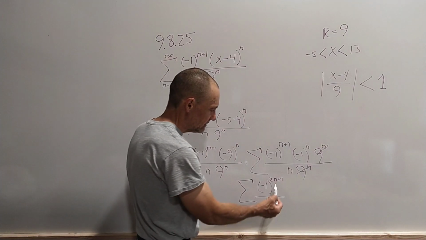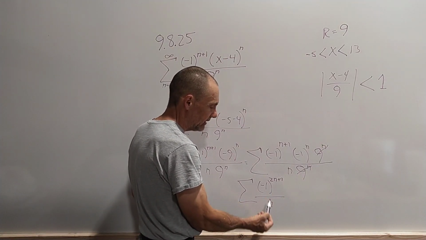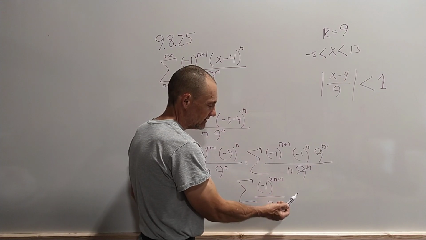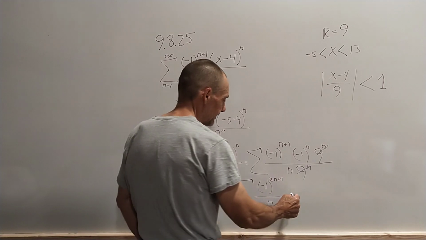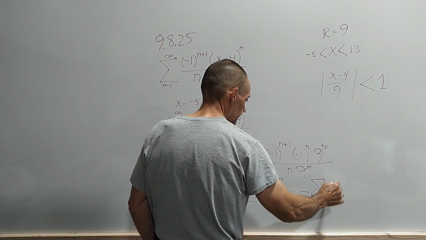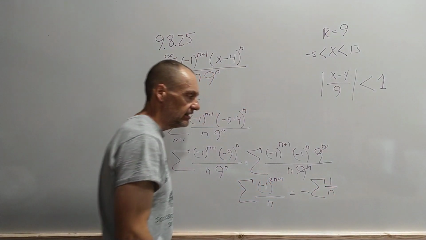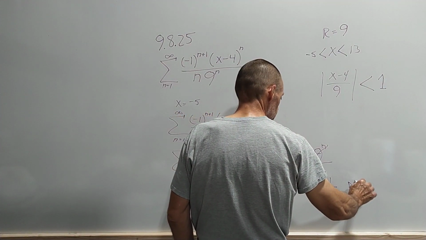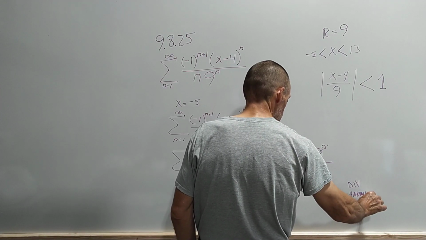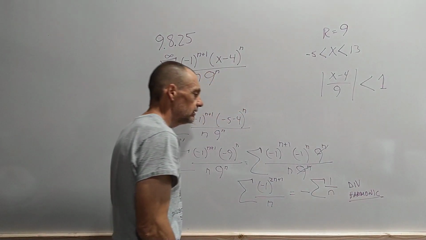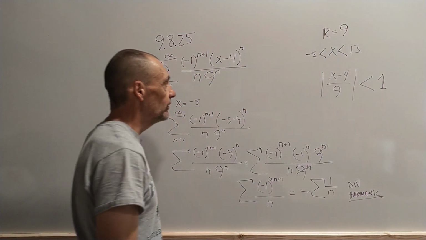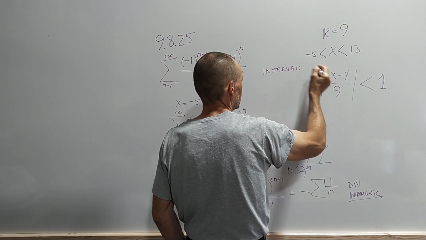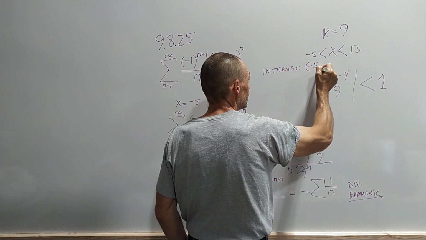So this is the definition of an odd number, right? When n is 1, you have 3. When n is 2, you have 5. When n is 3, it's 7, right? So this is always odd. So this is always negative. This is the harmonic series, which we know diverges, right? So this thing diverges. The divergent harmonic series. So we know that our interval of convergence is going to be -5, and we're going to have an open bracket here. Okay?